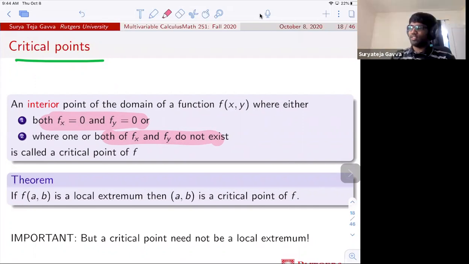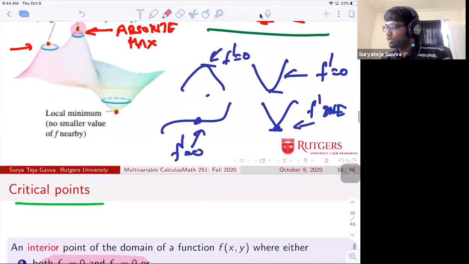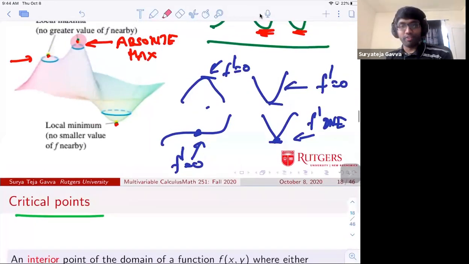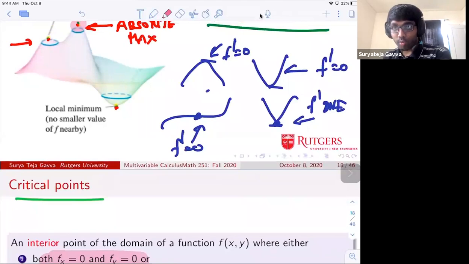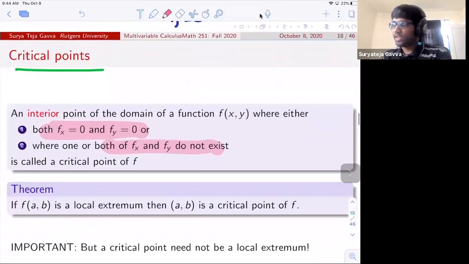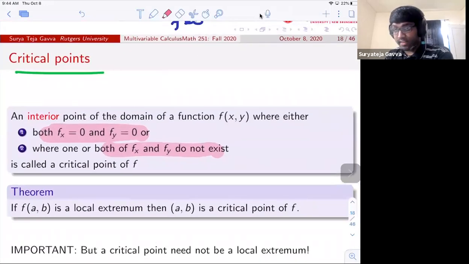So these are points which look different. Just like in one variable, why do we care about these points? When you look at the graph, these are the points that would look very, very different from the rest of the points. That's why we care about those points, and studying them will tell you a lot about the function. Similarly, if you have a surface instead of a curve for one variable functions, it's the same thing. A function which has derivative zero or doesn't exist will look different. So that's why we call them critical points.